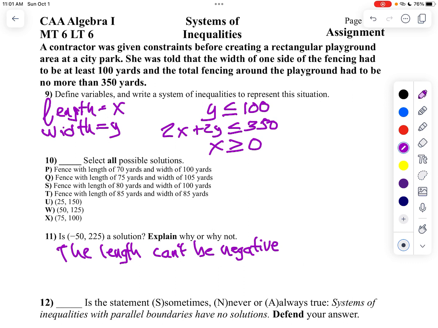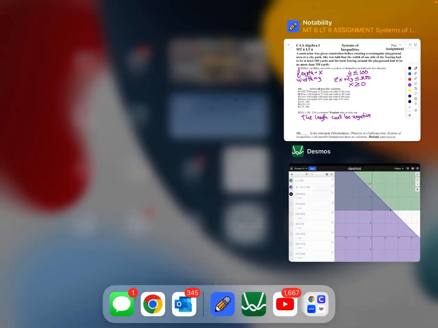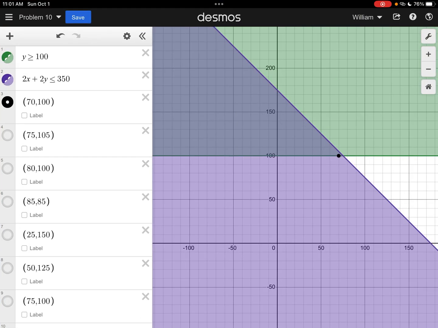Now I've graphed this system already on Desmos so we can see it and save some time. So notice y is less than 100, so y is the purple region. 2x plus 2y is less than or equal to 350. And so that is my dash line there, isn't it? And it's less than, so I'm underneath that.